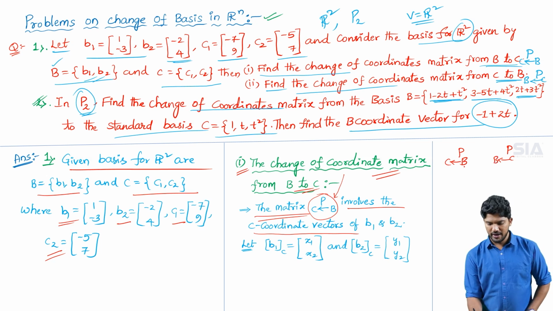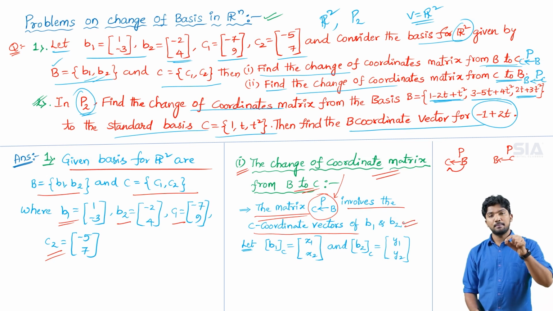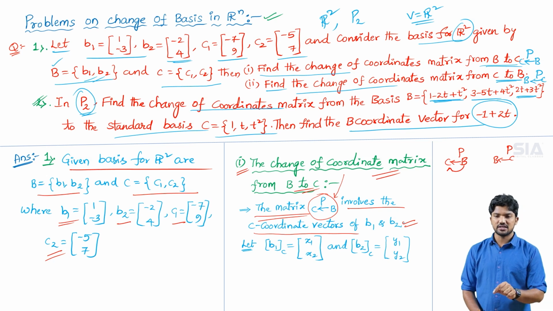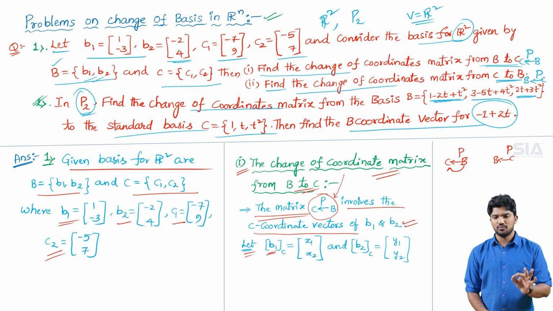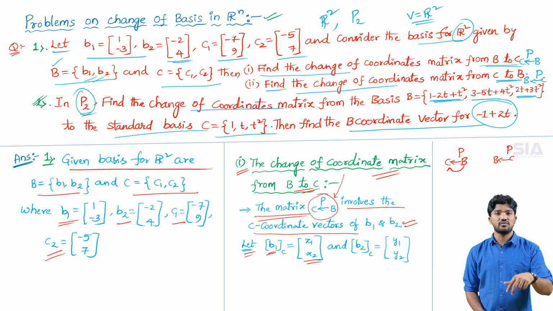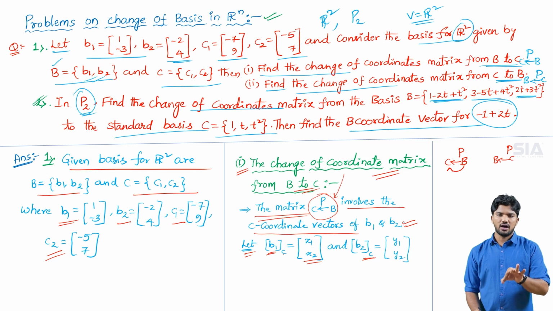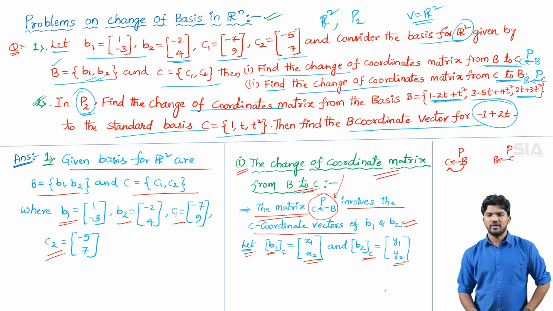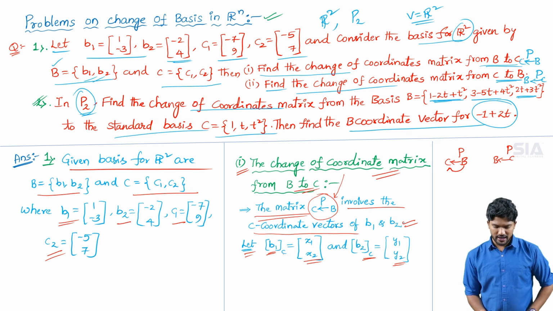Whenever you write from B to C, that means that matrix involves the C coordinate vectors of B1 and B2. So we can write the C coordinate vector of B1 equal to x1, x2, where x1, x2 are scalars. And the C coordinate vector of B2 equal to y1, y2, where y1, y2 are also scalars. So simply we can write this value only.